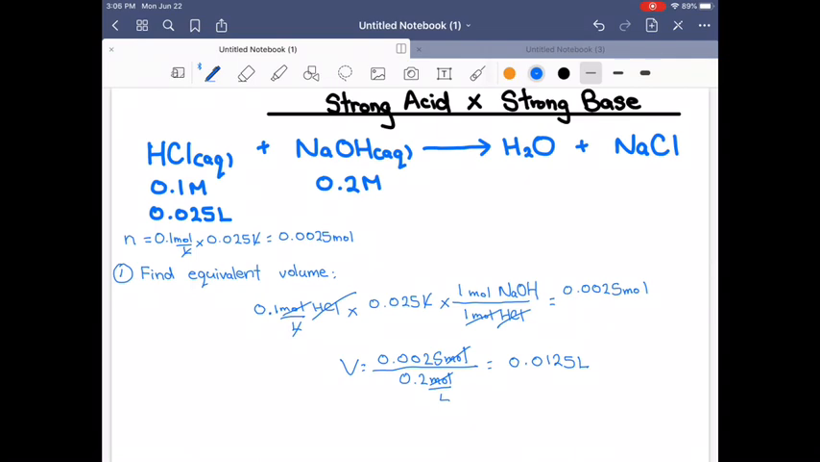You drop too much, you're going to have to do it over again. Remember all that? Remember how crazy it was? So I guess I'm going to put it right here for now in orange, that to reach equivalent point, this is the volume of titrant you will need. Okay?